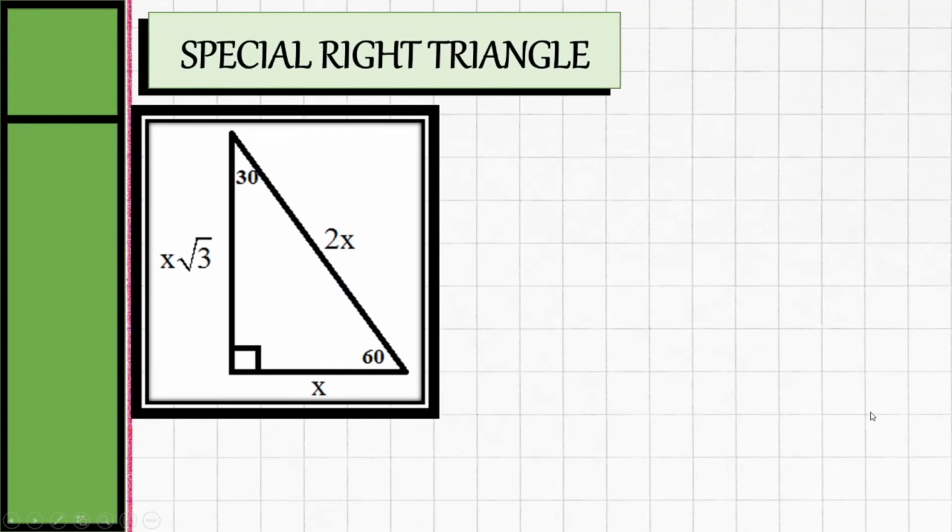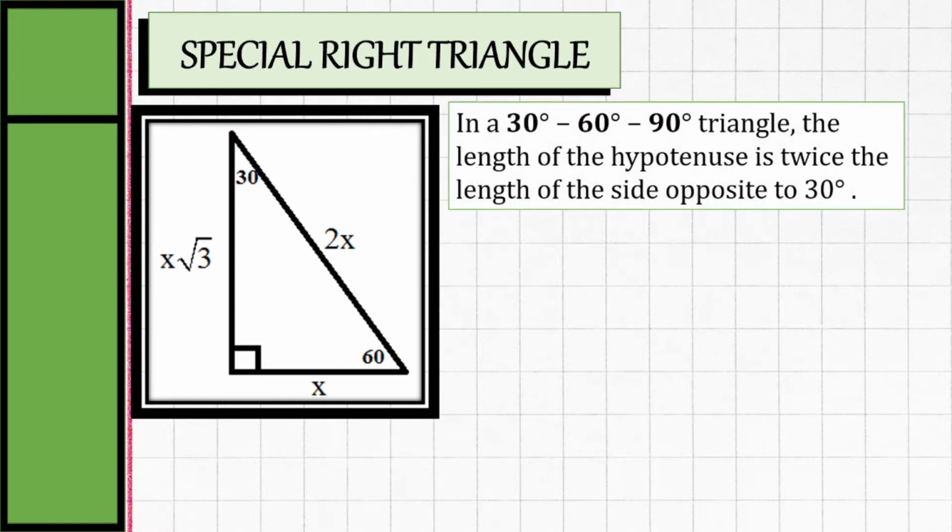Okay, let's talk about another special right triangle, which is the 30, 60, 90 right triangle. We have a theorem in getting the measurement of our legs and our hypotenuse. In a 30, 60, 90 triangle, the length of the hypotenuse is twice the length of the side opposite 30 degrees. This is the shortest side of our right triangle.